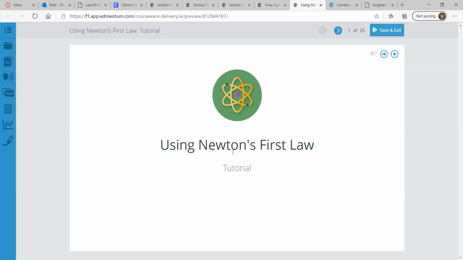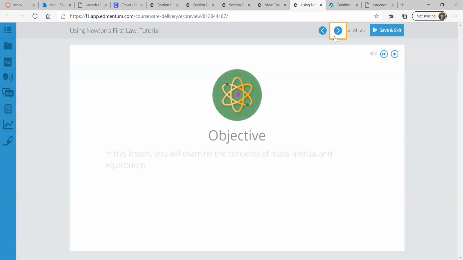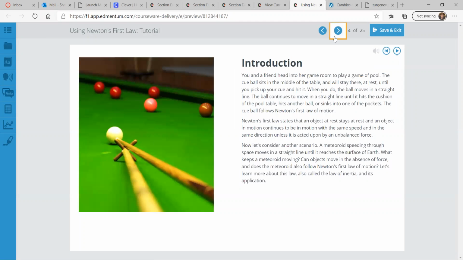Last time we learned about Newton's three laws of motion, and today we're going to look at the first. And the first law deals with mass, inertia, and equilibrium. So let's get into that.